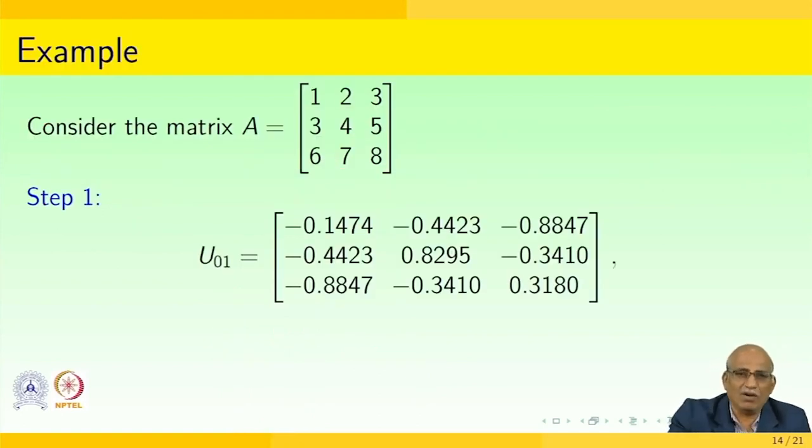Look at this example. Consider the matrix with rows 1, 2, 3; 3, 4, 5; 6, 7, 8. What is the determinant of this matrix?